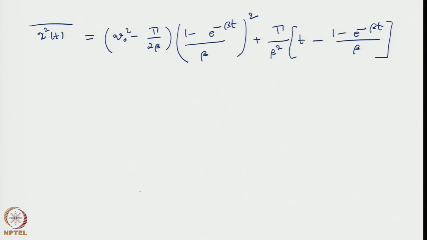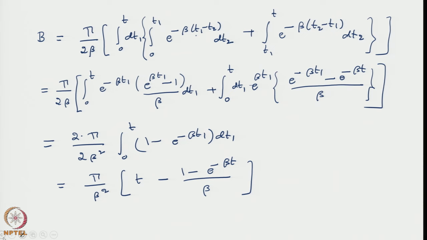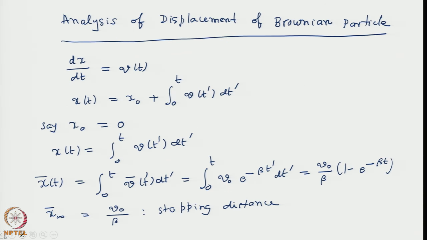Now, since V naught square into 1 minus e to the power minus beta t is actually V bar, it becomes x bar square as we calculated. If we go back to our x bar, we see that x bar already involved V naught by beta into 1 minus e to the power minus beta t. So, its square is going to be that square term.